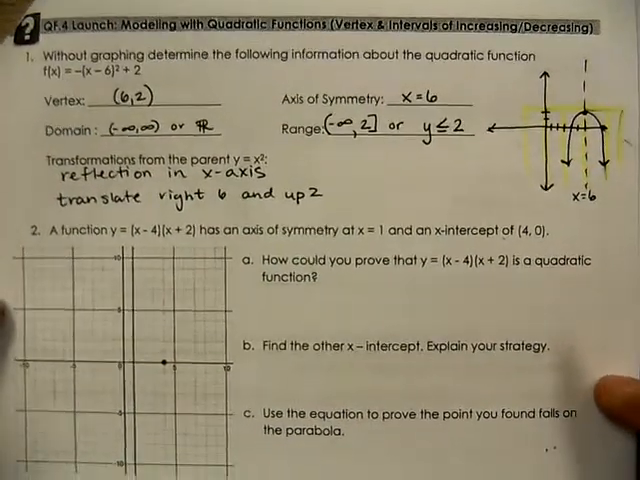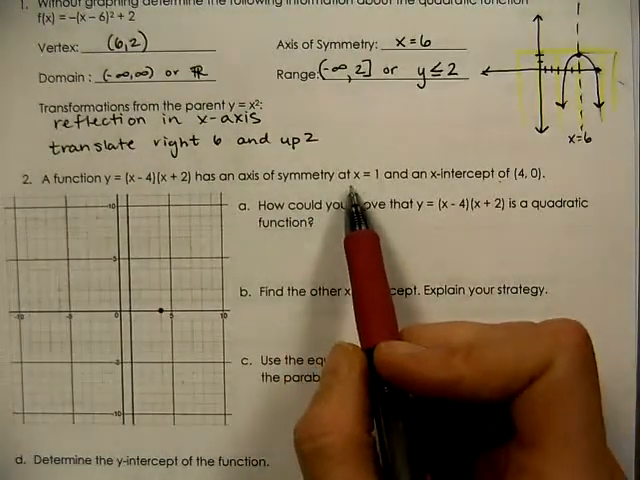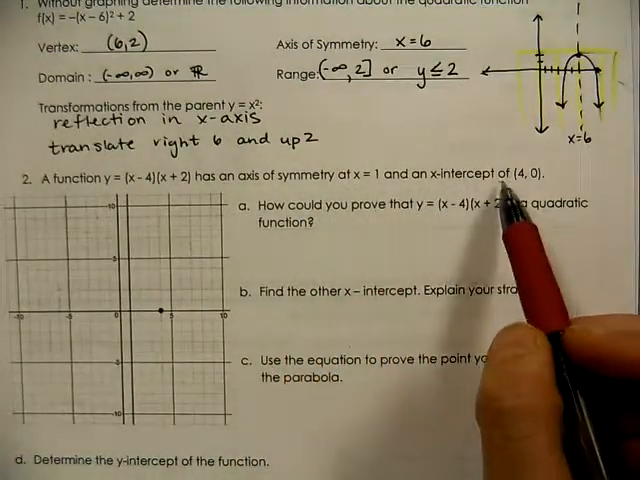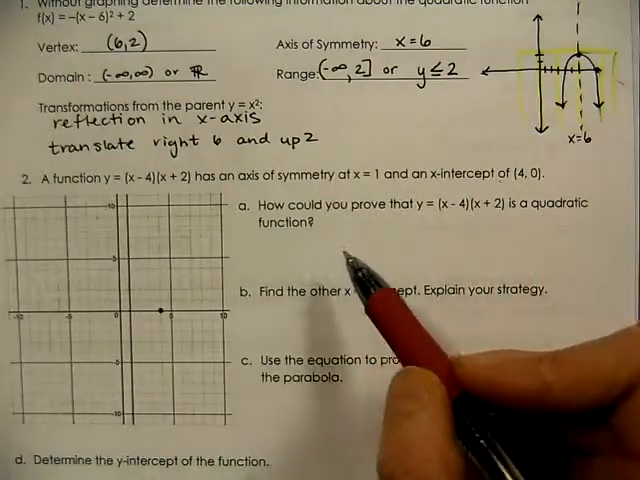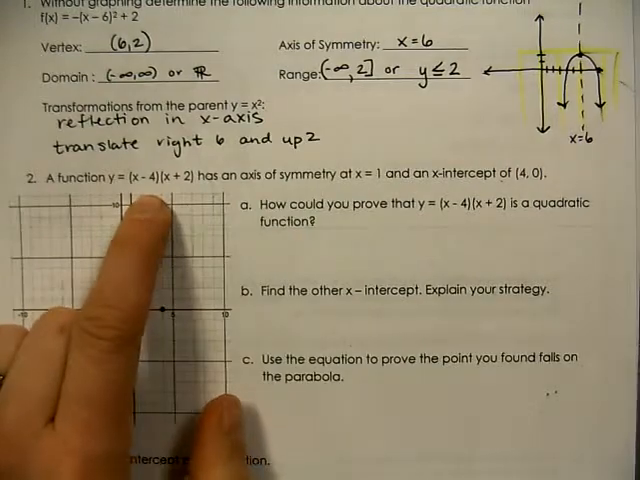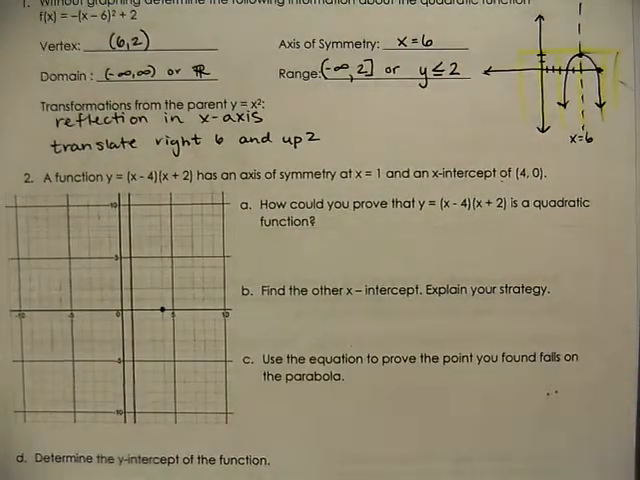Moving on to number 2. Number 2 gives me an equation, and it says that equation has an axis of symmetry at x equals 1 and an x-intercept of (4, 0). It says, how could you prove that this is a quadratic function? Because when I look at this, normally we see quadratic as x squared, but I don't see an x squared. So there's a couple different ways to do this.